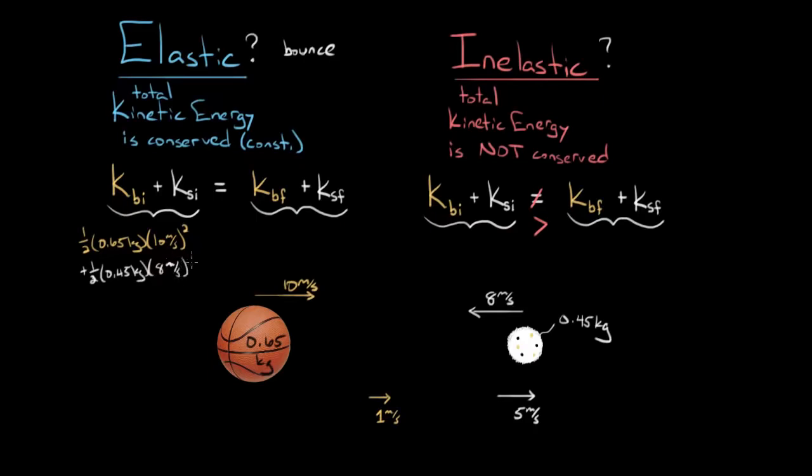You might say, isn't it -8? Well, we're going to square this anyway, so it doesn't matter. So don't forget the square. And if we add all those up, we get 46.9 joules of total initial kinetic energy.